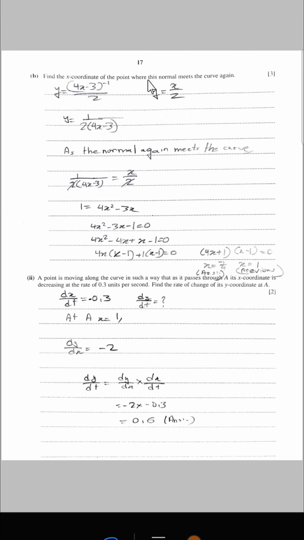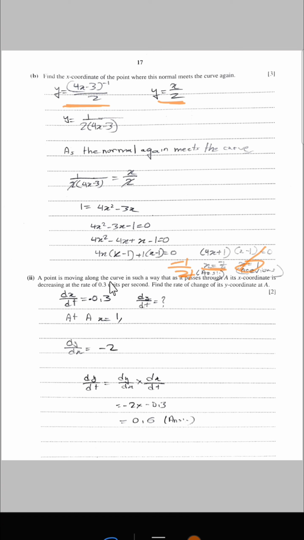Find the x coordinate of the point where the normal meets the curve again. Since the normal meets the curve again, we have the equation of the curve and the equation of the normal. So we equate them, as the normal intersects the curve. Thus we equate both the y coordinates to each other and find the value of x, that is negative 1 by 4. The other value of x is already given in the question, so it would not be the answer, and the final answer is that it meets the curve again at negative 1 by 4.